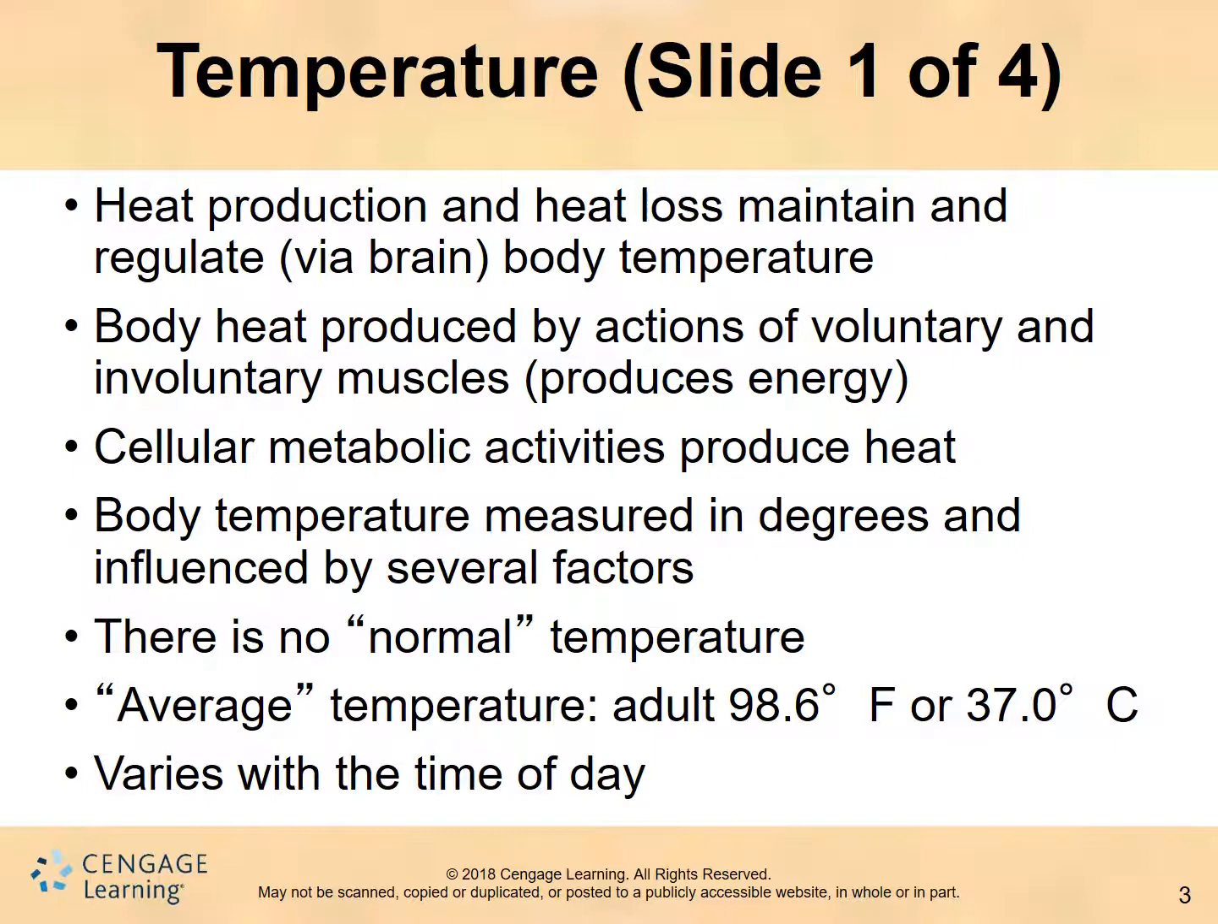Temperature. Heat production and heat loss maintain and regulate the body temperature via the brain. Body heat is produced by actions of voluntary and involuntary muscles. Body temperature is measured in degrees and influenced by several factors. There is no normal temperature, but there is an average temperature. In adults, it is 98.6 Fahrenheit, and it varies with the time of day.